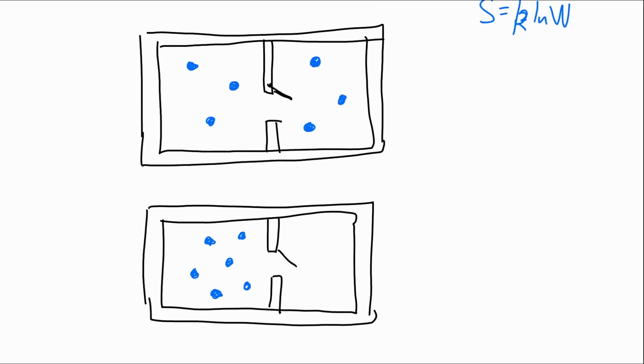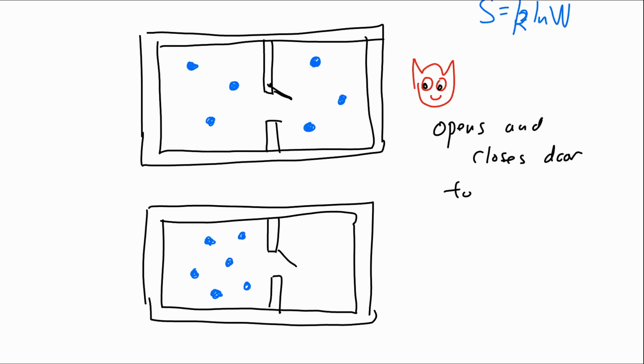Maxwell's demon does, let's see, he's a demon, right? So he should be red. Right, so here's Maxwell's demon. He's looking at that picture, and why can't you do this? So Maxwell's demon opens and closes a door to sort molecules to one side.